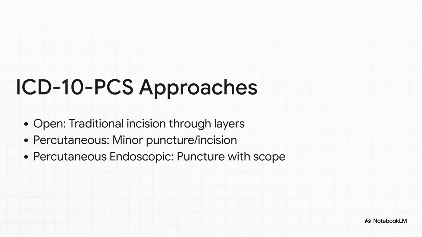Next up, the approach character, which drastically changes your final code and DRG. An open approach is exactly what it sounds like, a traditional incision through body layers, like a full open thoracotomy. Percutaneous means entry by puncture or a minor incision. And then, percutaneous endoscopic adds visualization to the mix, like with video-assisted thoracoscopic surgery or VATS. Properly identifying this from the operative report is totally non-negotiable for getting into those DRG families 166 through 168.